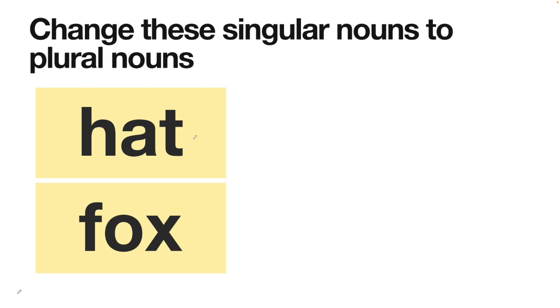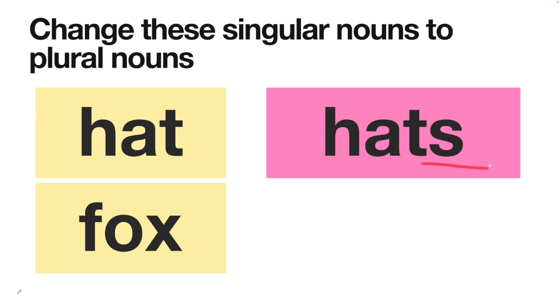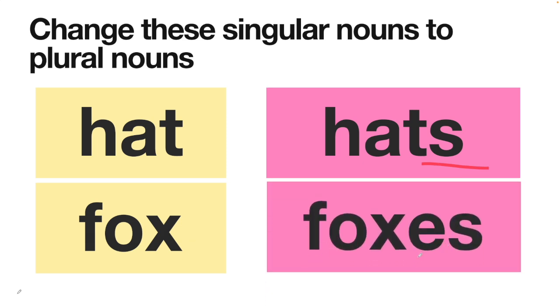So remember, if it doesn't end with X or S, SH, or CH, you just add an S, like this. And fox ends with an X. So what do you do? You add ES, foxes.